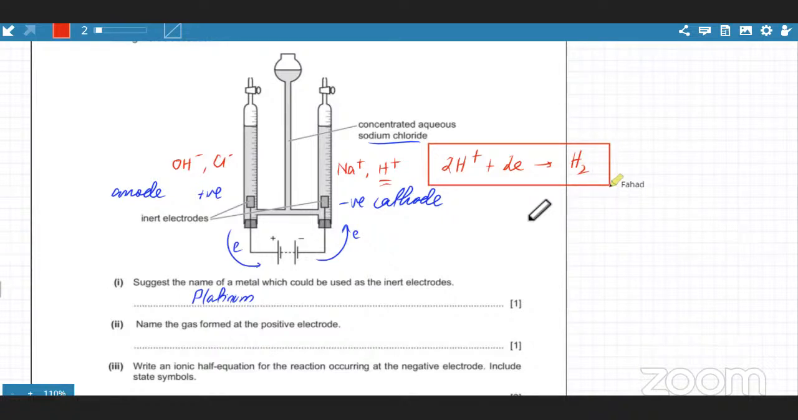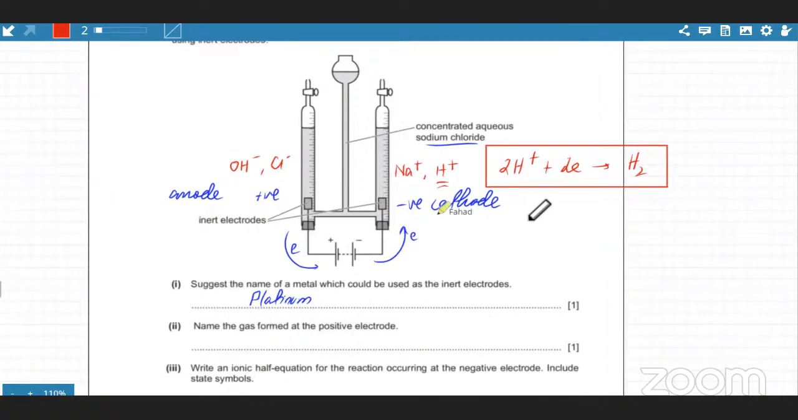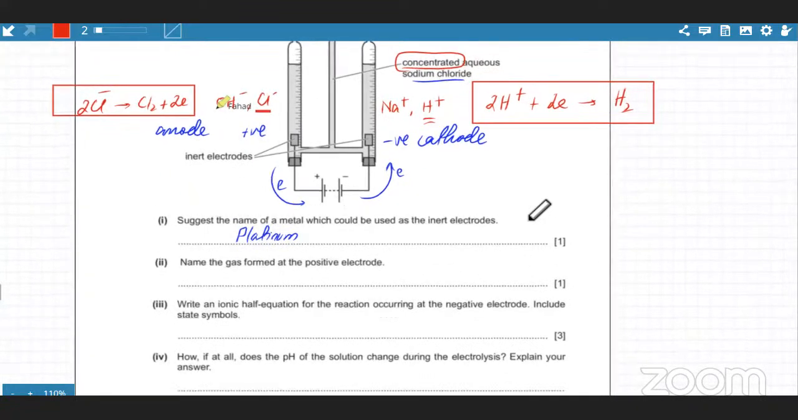What happens to the other side? On the other side, there's another rule that has to be remembered. It's Cl minus one. Whenever things are concentrated and there's Cl ions present, it's always going to be Cl minus one that ends up losing electrons. So Cl minus one is also diatomic. It's going to lose electrons to form Cl2, and it's going to produce two electrons. So that's the reaction that happens at your anode, the positive anode. You can write that down. This is going to be chlorine gas.